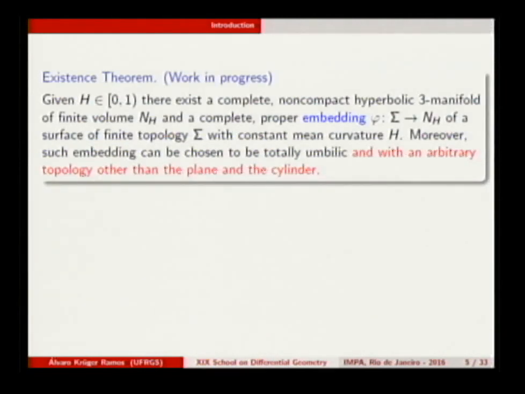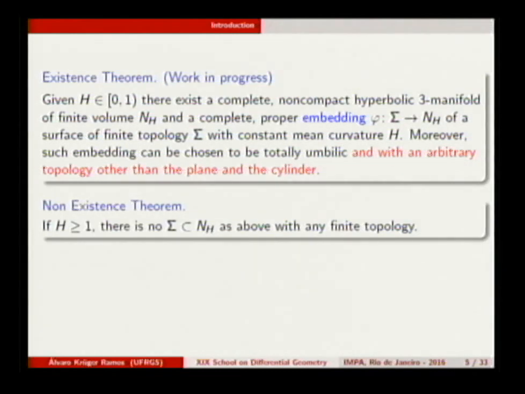So this theorem probably has a little improvement we are working on. We also think that it's possible to do this with an arbitrary topology among the possible topologies. It follows directly from the Gauss-Bonnet theorem that the plane and the cylinder cannot happen with constant mean curvature inside a hyperbolic 3-manifold. So other than these topologies, are the others possible to find? And we think that the answer is yes.